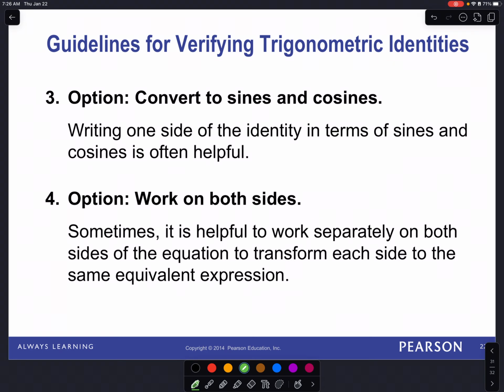Three, an option: convert to sine and cosine. Sometimes you're doing manipulations and you get stuck. Try converting things to sines and cosines and then see what you can do there. Writing one side of the identity in terms of sine and cosine often helps. Another option is to work on both sides. Sometimes it's helpful to work separately on both sides of the equation to transform each side to the same equivalent expression.